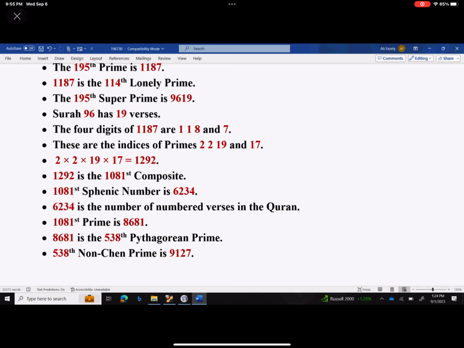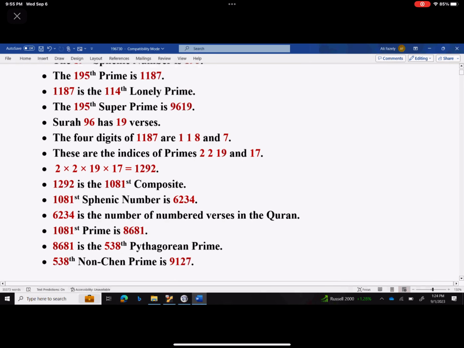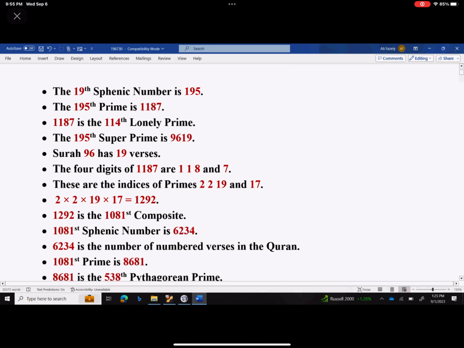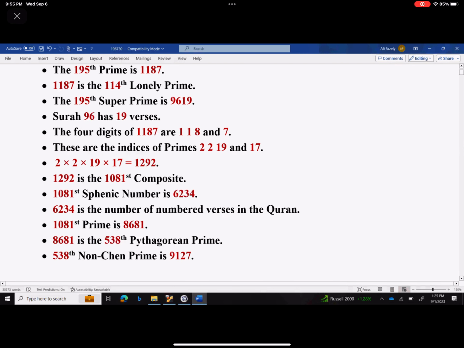So we start with the 19th Sphenic number. The 1081st Sphenic number is 6234. Remember now, 6234 is the number of numbered verses in the entire Quran. So you see what happens? We got from the 19th Sphenic number to the number of verses in the Quran.